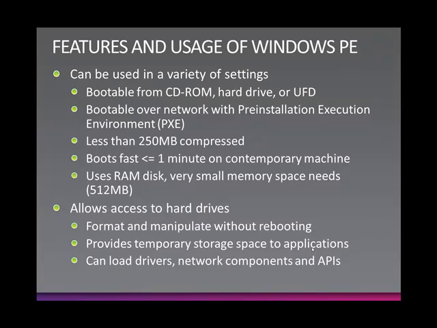Very importantly, Windows PE creates a drive for itself, a disk drive in the RAM of the computer system. That is the random access memory. The physical memory of the computer is used to make a drive where Windows PE operates from. It has very small memory space needs, about 512 megabytes for this directory structure.